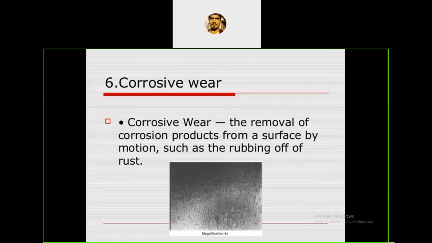Corrosive wear is the removal of corrosion product from the surface by motion, such as rubbing of the rust. It means if any one of the surfaces is very sensitive, when it contacts moisture, it forms a rust layer. Rust is a reaction between the water particles and the surface, and it forms a layer. That layer is the wear, the loss of material, and when it contacts any other surface, it will rub off. It will waste. It is also a type of waste.